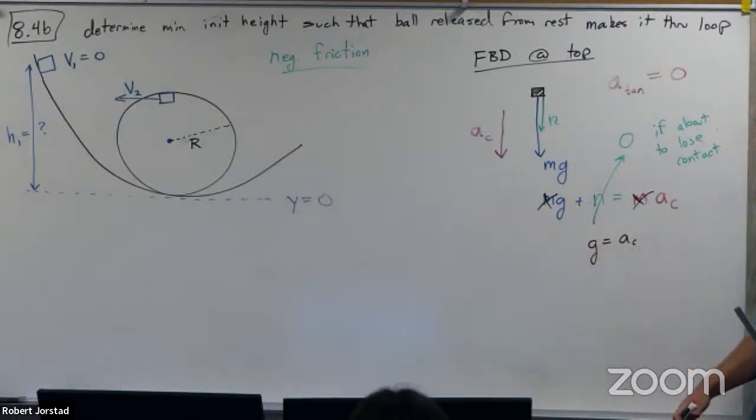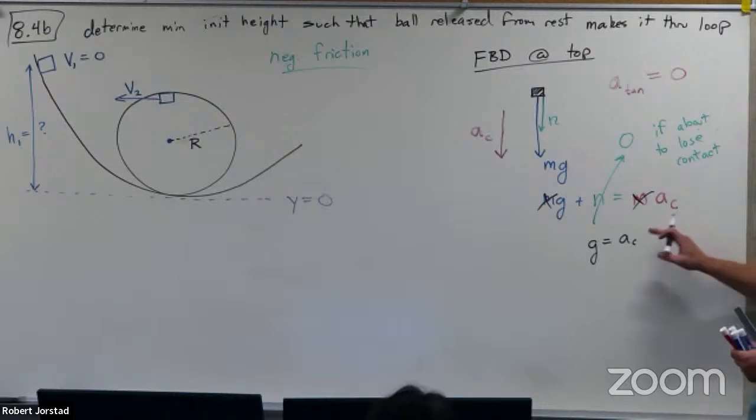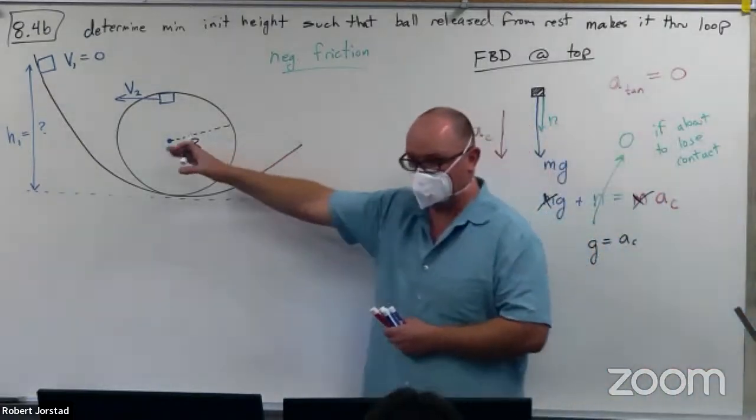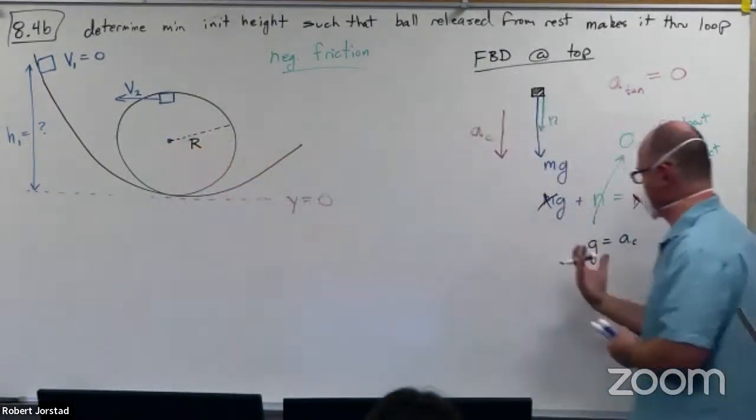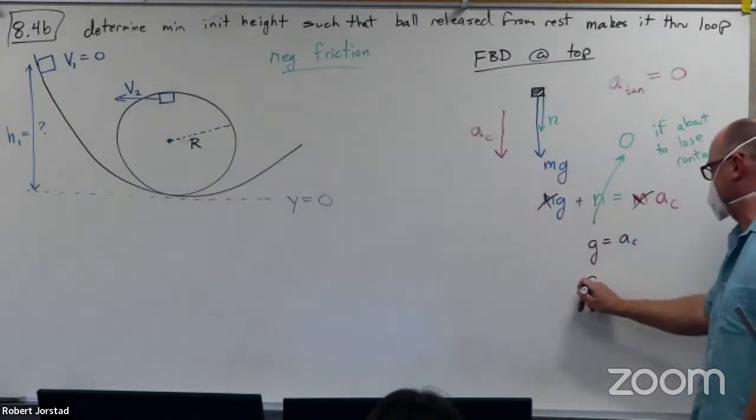Who cares? Why does this help me with an energy problem? How does this relate to energy? True, but why are we doing this problem? We're trying to figure out this height and we want to do an energy problem. What is the point of doing this FBD? What can we learn from this FBD? What's hidden inside of a_c? Velocity. We can learn about the speed.